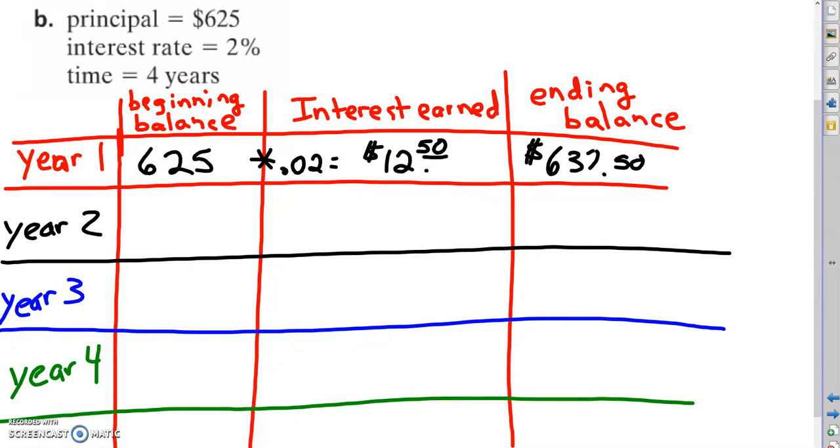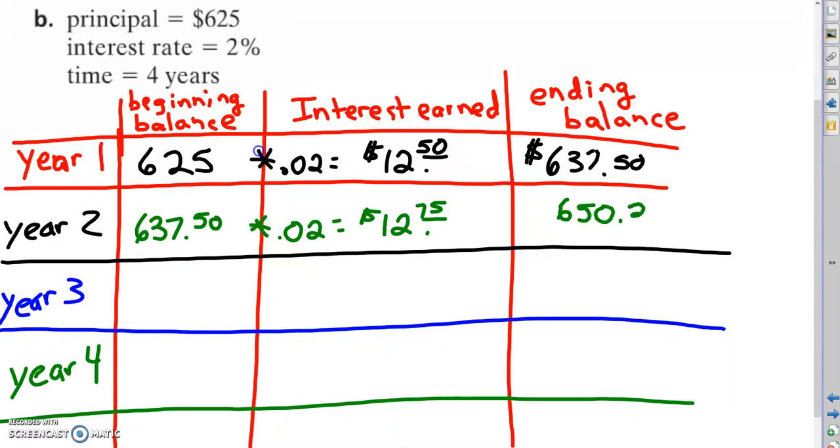Now, back when we did simple interest, we would say, oh, that's easy. Every year I make $12.50 in interest. The nice thing about compound interest, when you start year 2, you start with that $637.50. So now I have a new beginning balance, and again I'm going to multiply by 2%. And this time I would make $12.75 in interest, and now my ending balance is $650.25.